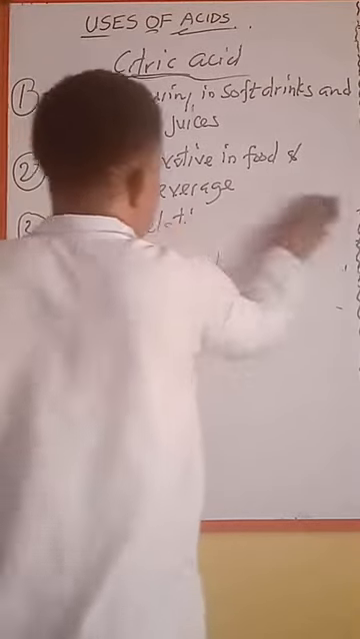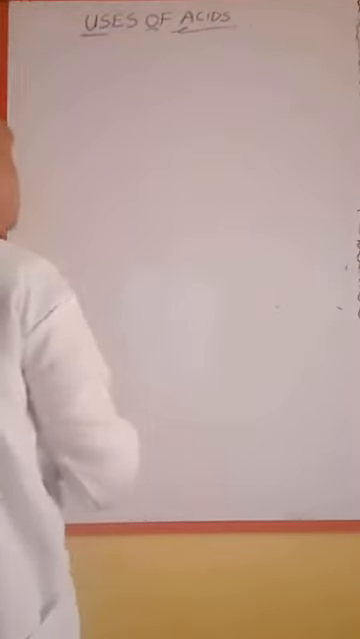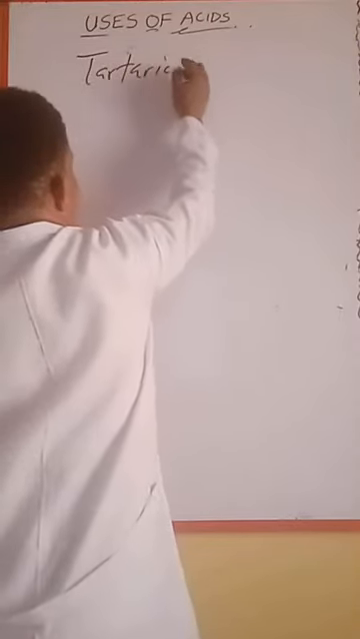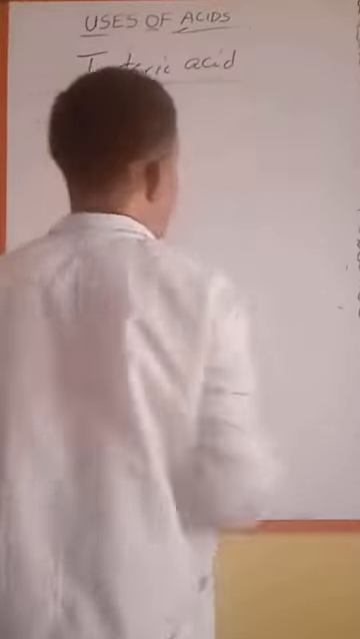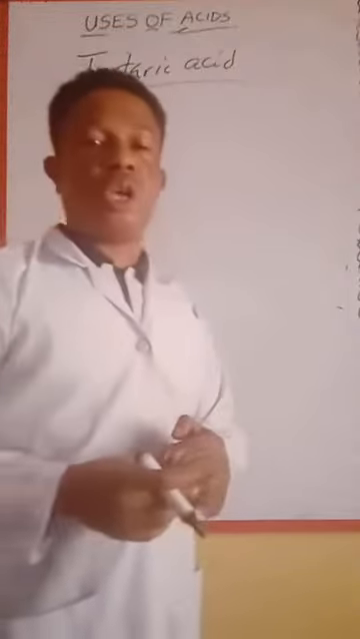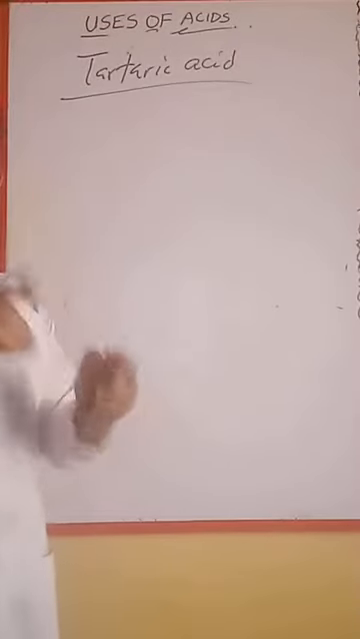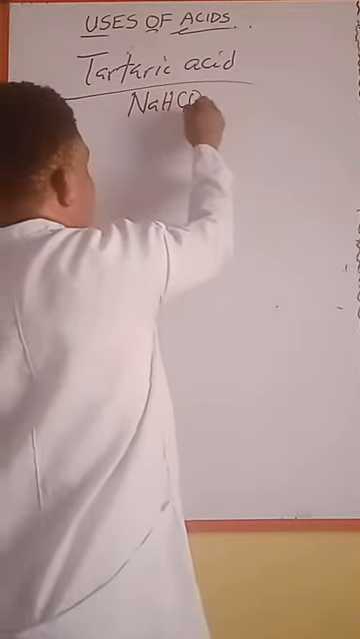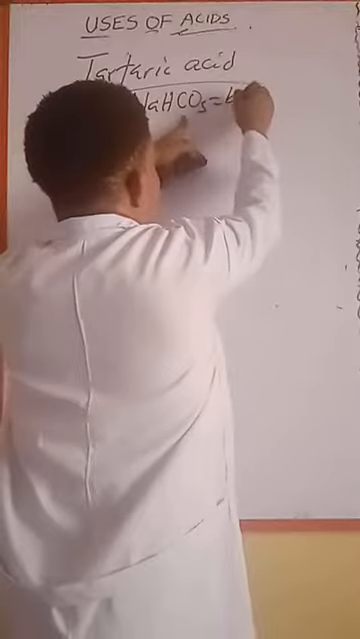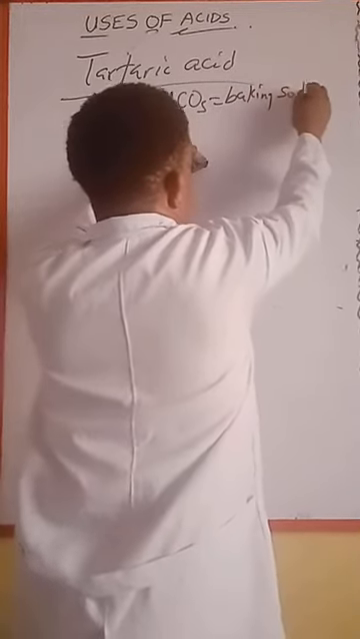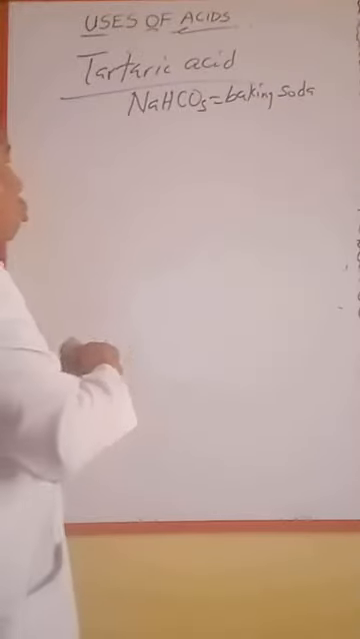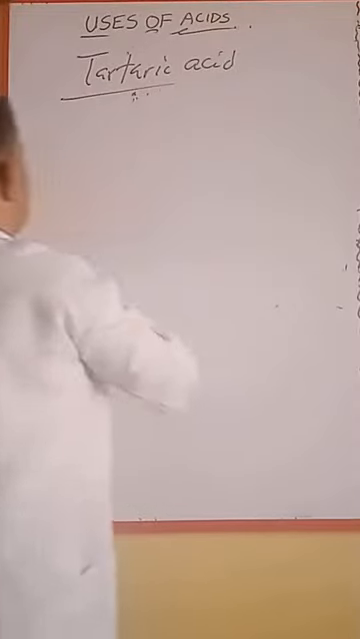Now let's look at the uses of tartaric acid. Tartaric acid is used in the baking industry, together with baking soda, which is sodium hydrogen carbonate. Tartaric acid is used together with baking soda in the baking industry as a leavening agent.